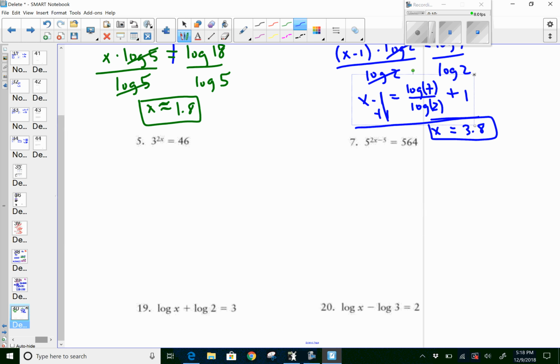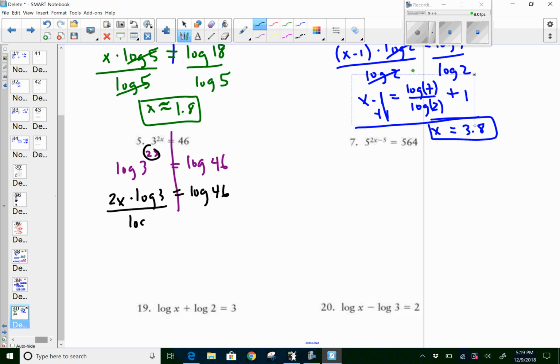All right, a couple more problems. So we have, let's just change it to purple. Same thing over here. I'm going to log both sides, 3 to the 2x. And again, the reason why is because I have an x in the exponent, equal to log of 46. So that allows me right here to take that 2x and kick it to the front. So I have 2x times log of 3 is equal to log of 46.